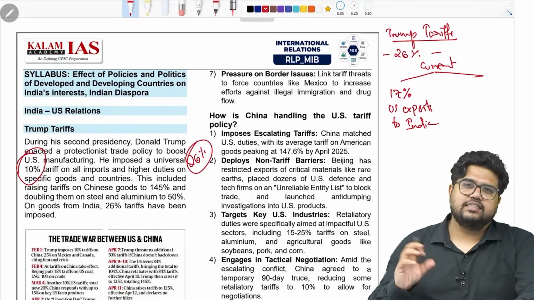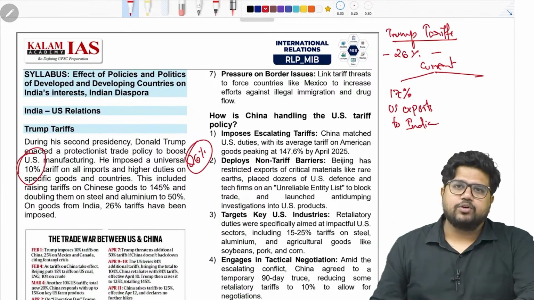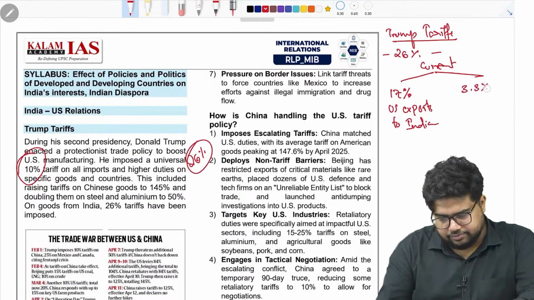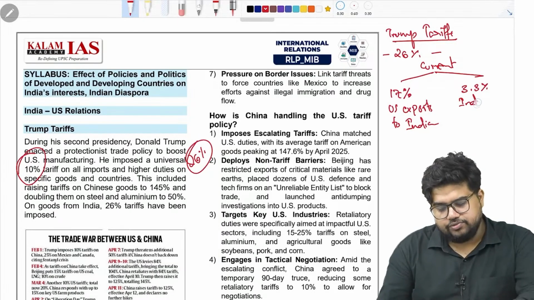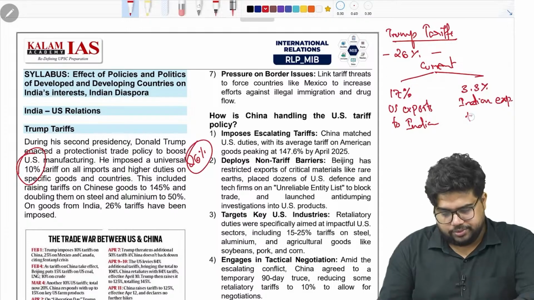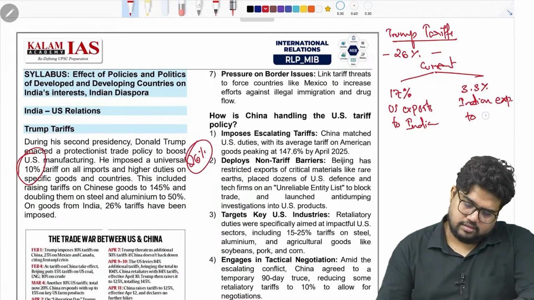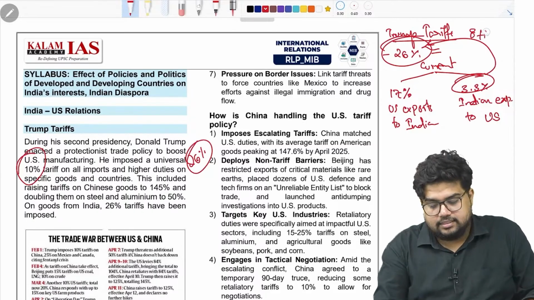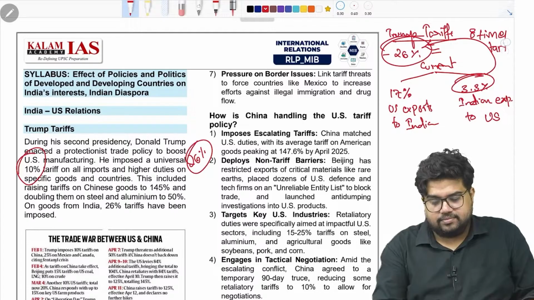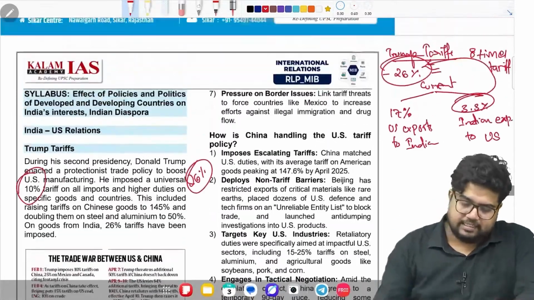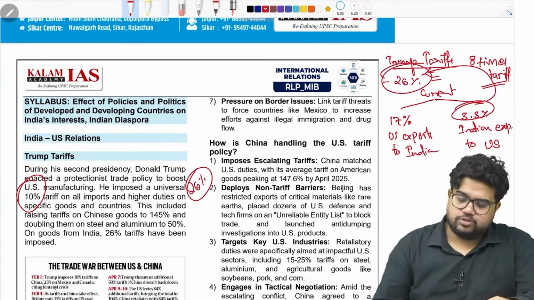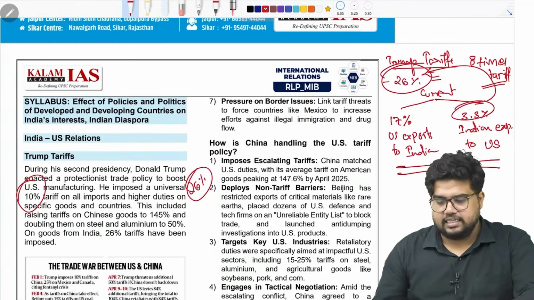Weighted average means it is giving a weightage depending upon the economic quantity, the economic volume. And on Indian exports to the US, there is a current tariff rate of 3.3%. This is the weighted average on Indian exports to the US. And this 3.3% is being increased to 26%. So this is an 8 times increase in tariff rates. Obviously this is going to negatively impact Indian exports to the US. The US is the highest exporting destination for India. So this is definitely an economic challenge.